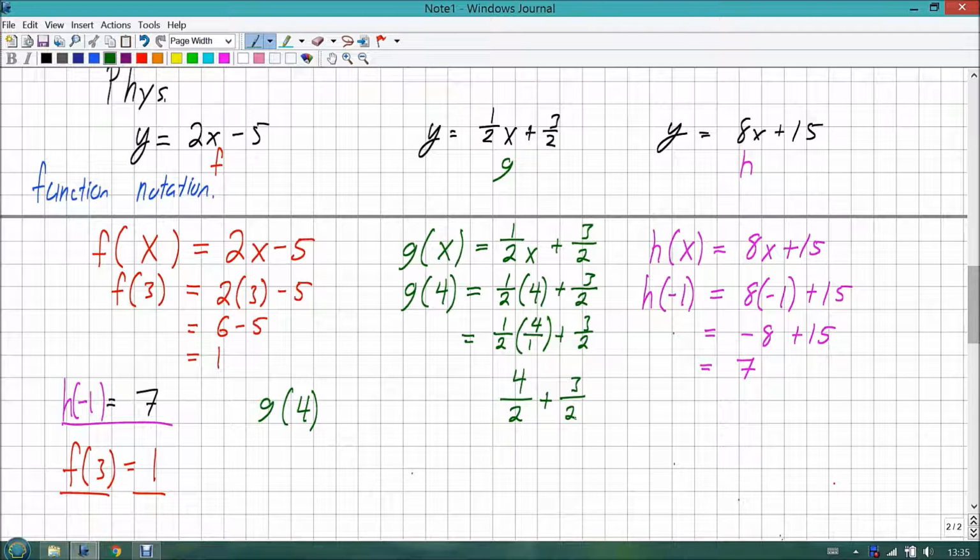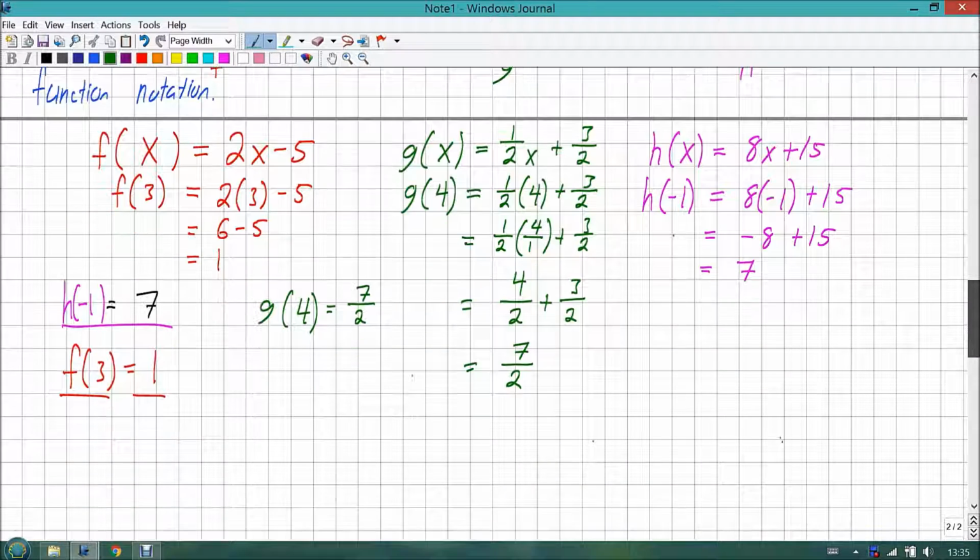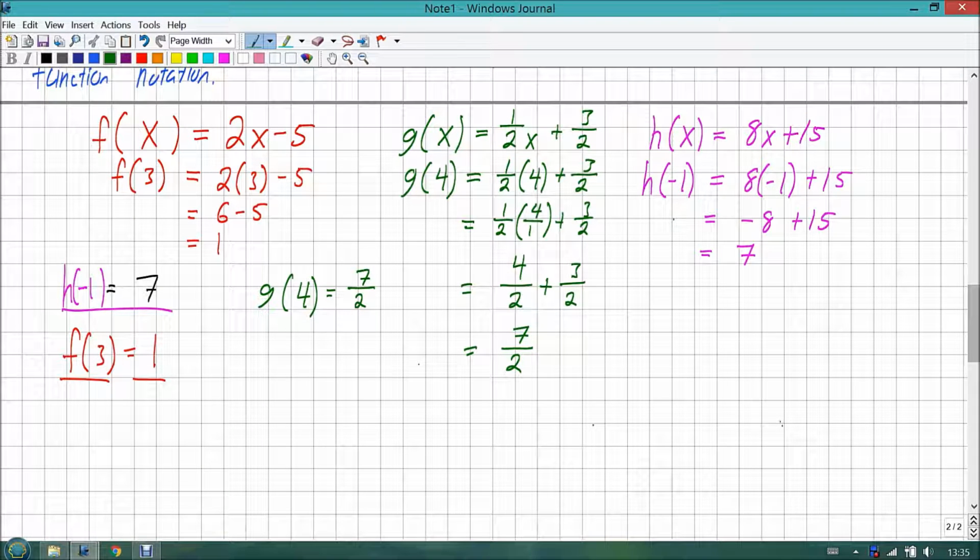Now, because the bottoms match, I can just add the tops. 4 plus 3 is 7, so I get 7 over 2. And 7 can't really be divided by 2, so I would leave it as is. I would say that g of 4 is equal to 7 over 2. Now, I know what you're saying, Mr. O'Neill, shouldn't that be like 3.5? And I say, well, technically yes.